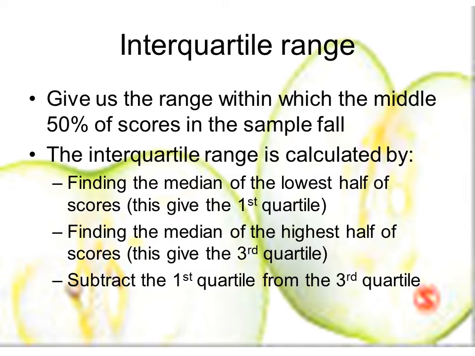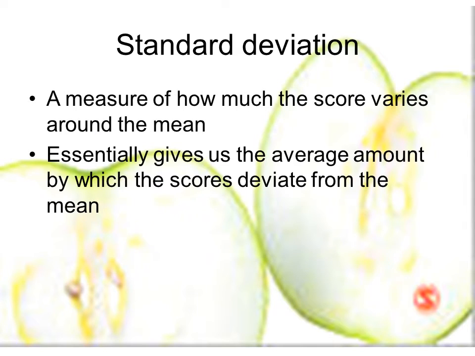That would give us the third quartile, and we would subtract the first quartile from the third quartile, which would give us the 50% in the middle, the highest versus the lowest, in order to give us our number.